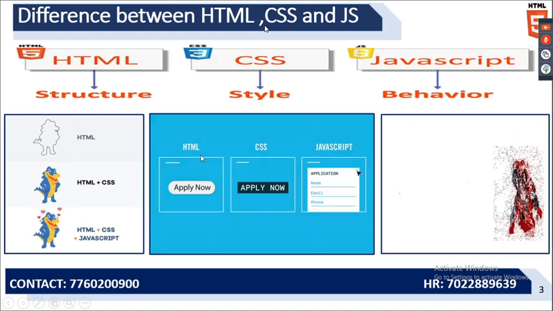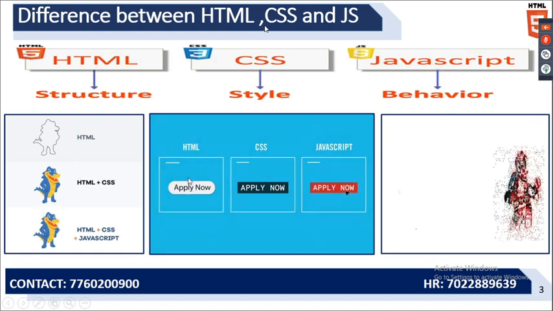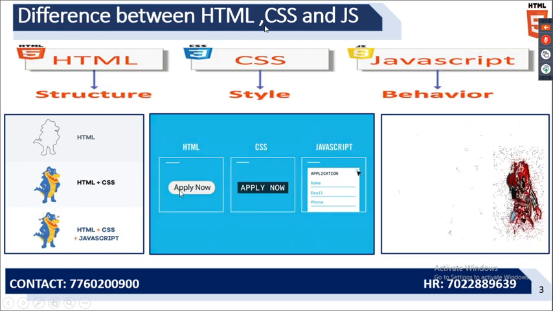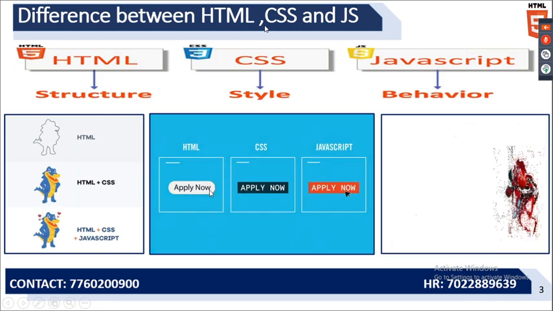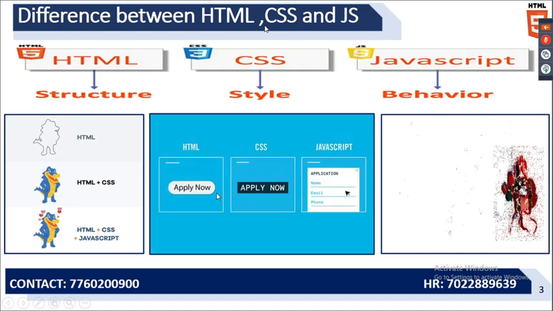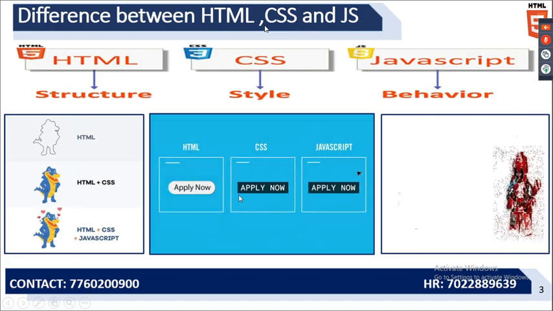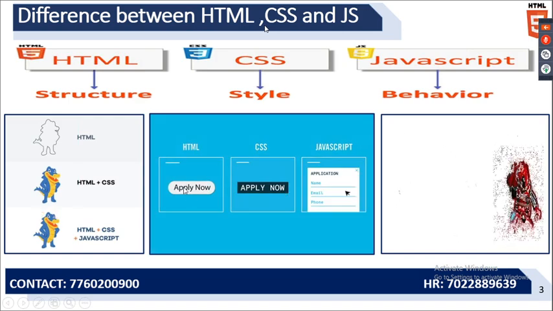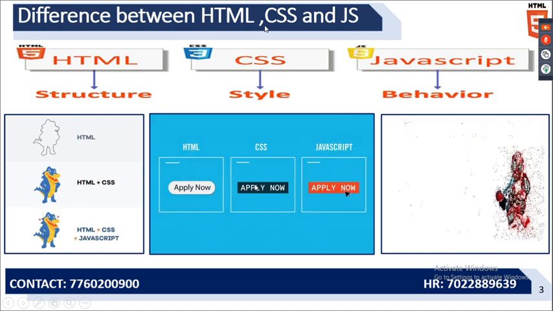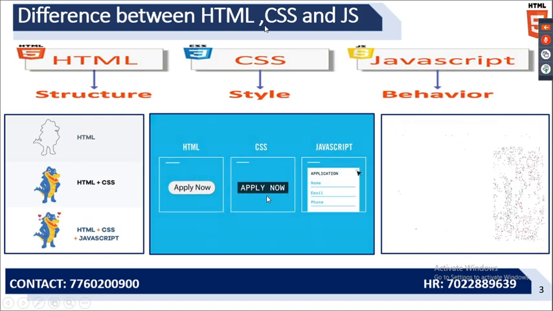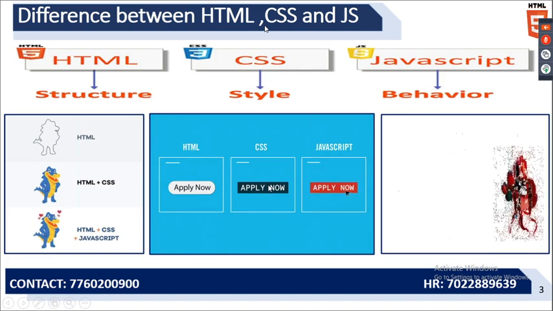So if you observe here, this is HTML, the button we have, and the background color of the button is white, and the text color is black, and the design of this button is different. Now in CSS, you are changing the design of this button. It's a circular button, you're making it a square shape button, and you are applying some background color. And the text color is also changed.